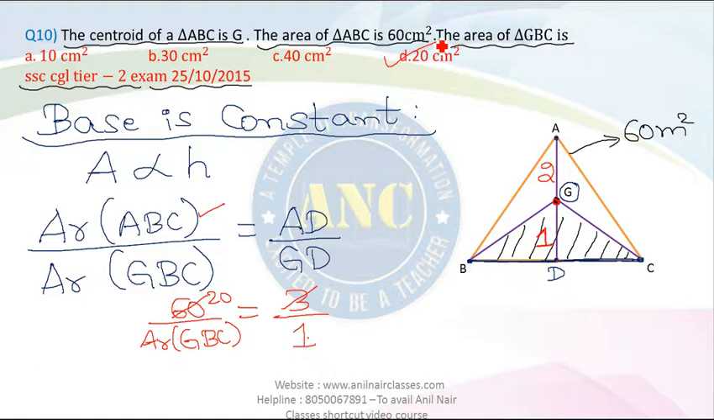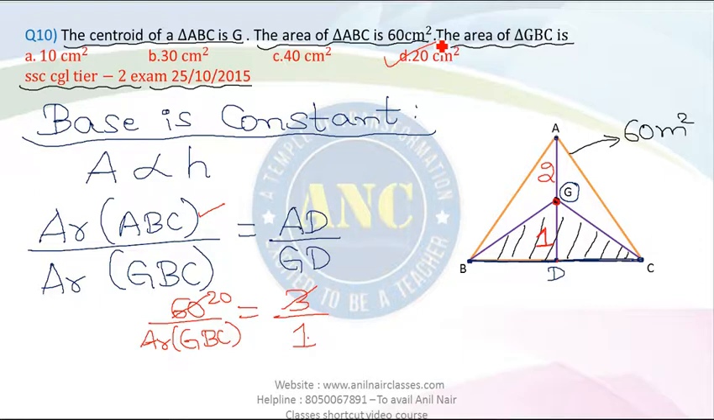I hope it is very clear, sir. Conceptually, I have taught you all these things. If the base is constant, area is directly proportional to height. If the height is constant, area is directly proportional to base. You might understand that conceptually when I taught you before starting question number 1. But you might get a doubt: how can the height be constant? How can the base be constant?